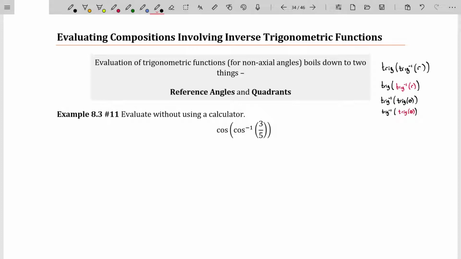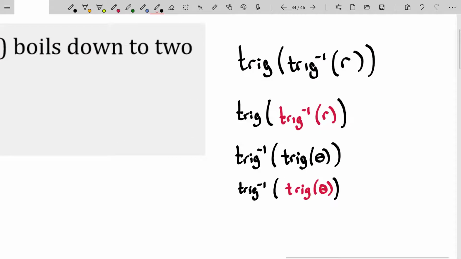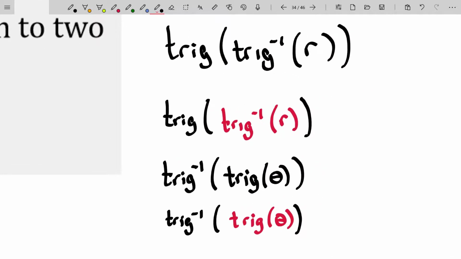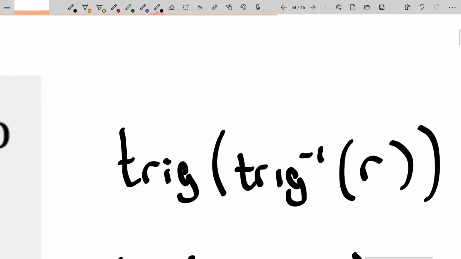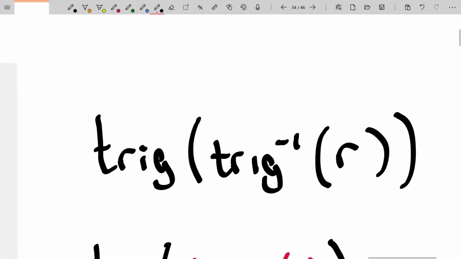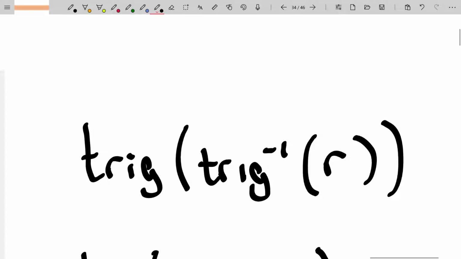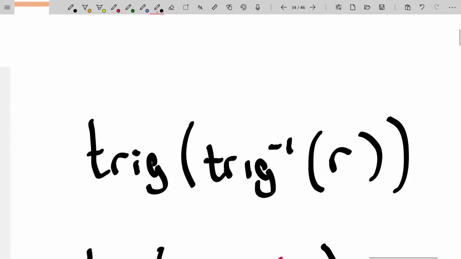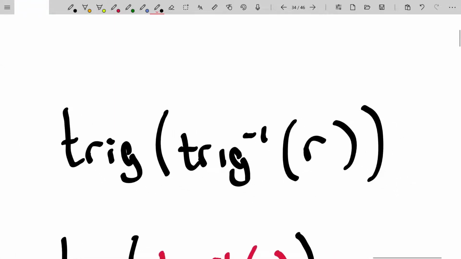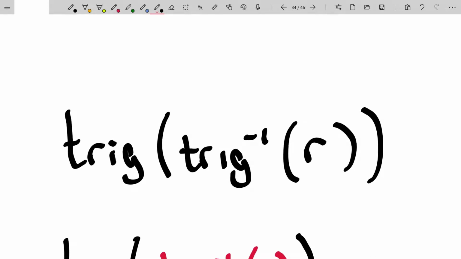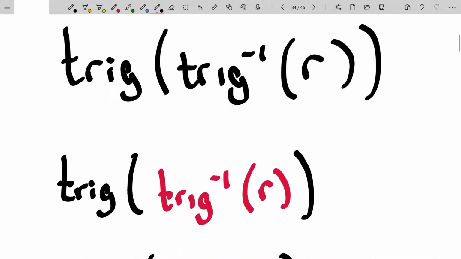The way we're going to tackle them in this video is we're going to look at four cases. These four cases are that you're given a trig function, like let's just pretend it's the cosine, and we're going to evaluate it at that very same trig function inverse. So cosine of cosine inverse of a ratio. Now remember, inverse trig functions always have ratios as their arguments. Their outputs are angles.